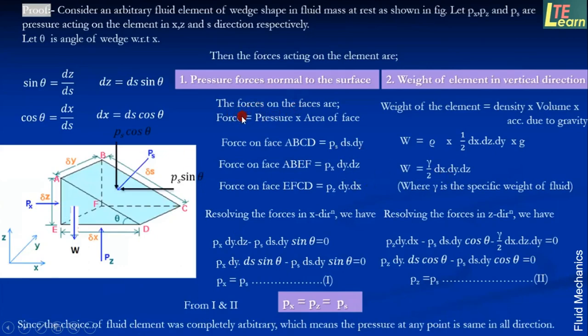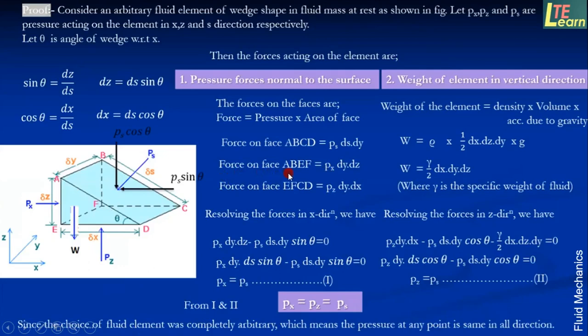Now by the definition, as pressure is equal to force upon area, force will be equal to pressure into area. So first of all, we will list the forces on the respective planes. This is the first face, A, B, C, D, the inclined plane. The force acting on this plane will be the pressure Ps multiplied by the area of the inclined plane, that is the ds side multiplied by the dy side of this rectangular area.